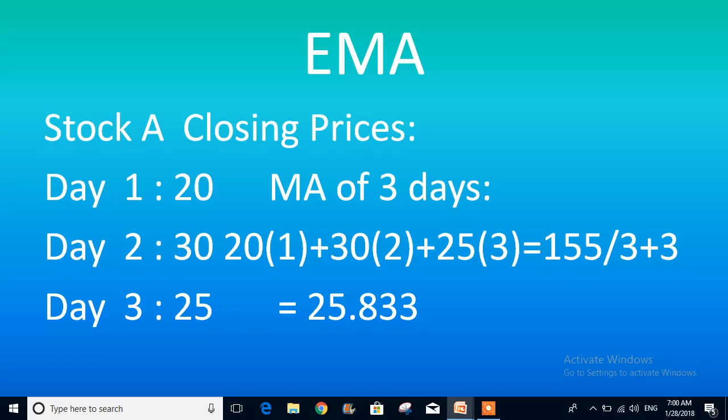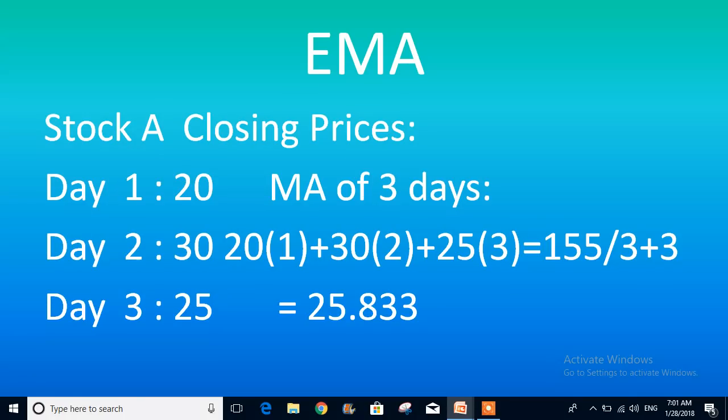Why? The 25 is the most recent closing price of the stock, so that's why we are giving more weight to it. And 30 is yesterday's. Day 3 is today and day 2 is yesterday, so yesterday's closing price is 30. That is why we multiply it by 2, giving less weight to the 30. And the day before, the closing price is 20 rupees, so that's why we multiply it by 1, giving less weight compared to day 3. Are we clear, guys? I'm telling you again, we give more weight to the recent price of a stock in the exponential moving average.